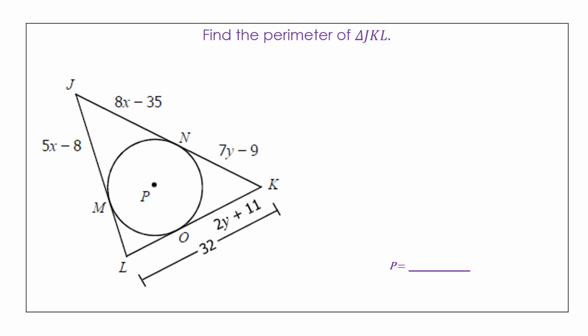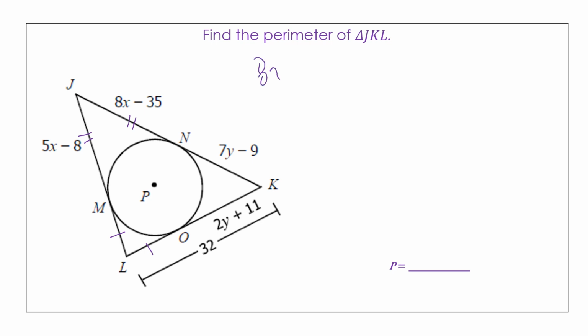Okay, so we are looking for the perimeter of triangle JKL. Perimeter is when you add the lengths of all of the sides, so the first thing we need to do is find every side length. Let's see what we know. Because the triangle is circumscribed around the circle, we have a bunch of tangents. So LO and LM are going to have the same length, but I don't know anything about LO and LM yet, so I can't use that. I know that JM and JN will have the same length. I do have measurements for those, so I am going to set those equal to each other.